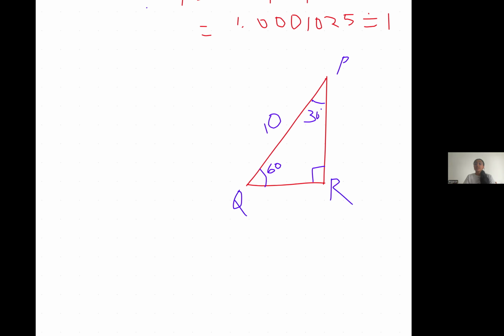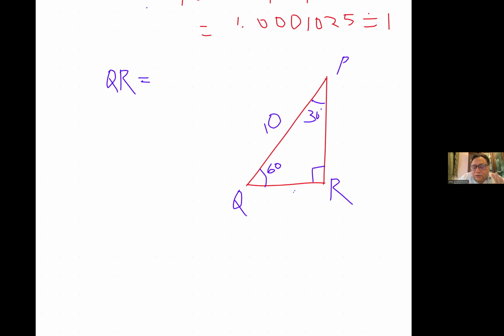Well, I know that this is a 30-60-90 ratio triangle. So the hypotenuse, PQ, is equal to 2A. Therefore QR is just A. So 10 divided by 2 gives us 5. So QR is 5. Do you see?